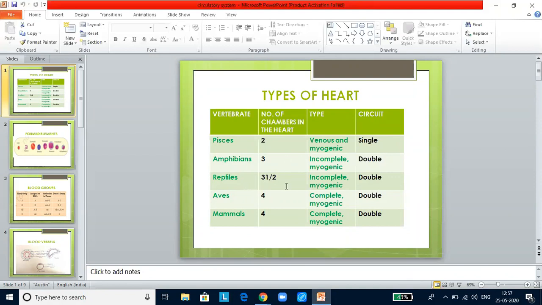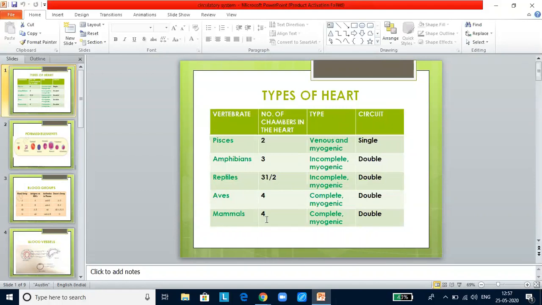In reptiles, it is 3.5 because the ventricle is incompletely divided, except in crocodile where the ventricle is divided into 2 completely. Again, this is an incomplete heart and a myogenic heart. Circulation type is double circuit circulation. Now in apes, there are 4 chambers. It is complete and myogenic. Again, a double circuit circulation is seen.